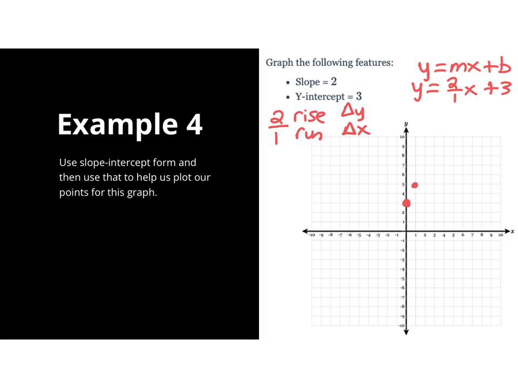Now, it's important that you know that sometimes you might need to go the other direction, and sometimes that might be your only choice based on your graph. So I'm going to go up 2 and to the right 1. If I want to go the other direction, I'd go down 2 and to the left 1. And then I can connect my points.